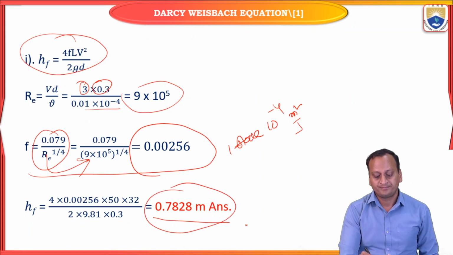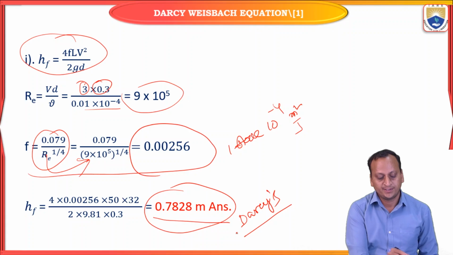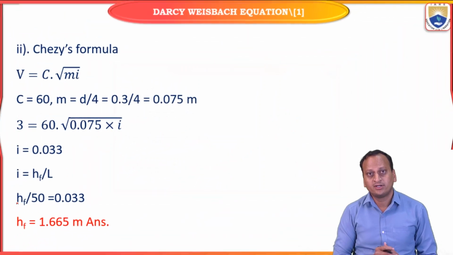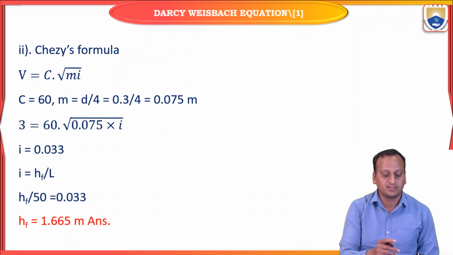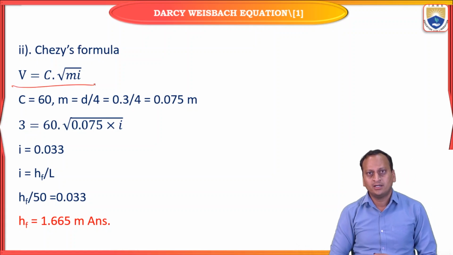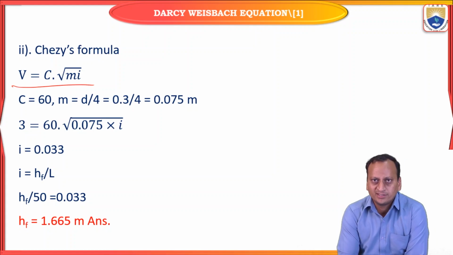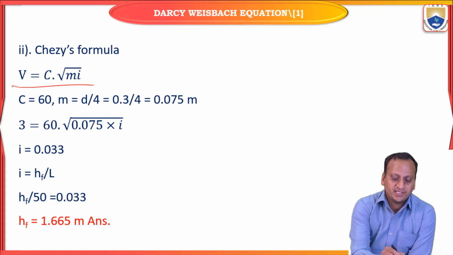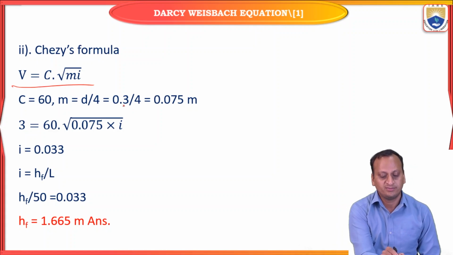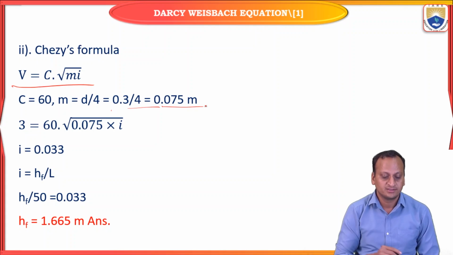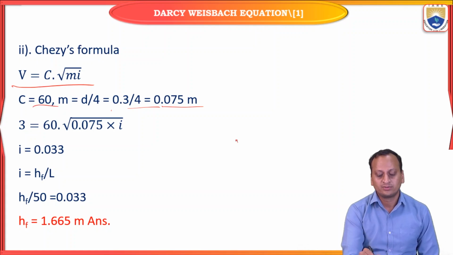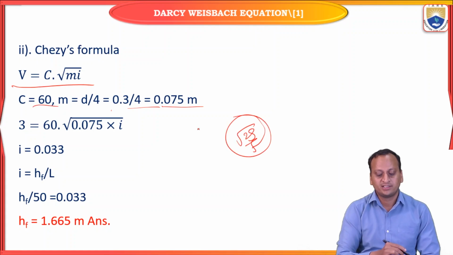So this is the major energy loss with the Darcy expression. Similarly, we will calculate using Chezy's formula also. Chezy's equation is V equals C root of mi, where m is the hydraulic mean depth, m equals A by P, area by perimeter, which gives D by 4. D is the diameter, 0.3 meters, so 0.3 by 4 is 0.075 meters. Chezy's constant C is given as 60. Otherwise, C equals root of 2g by f. We have to utilize this relation also.